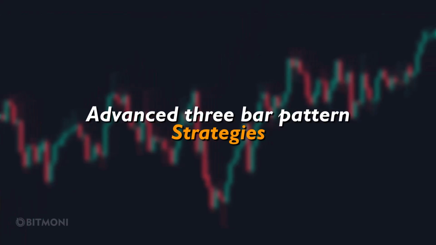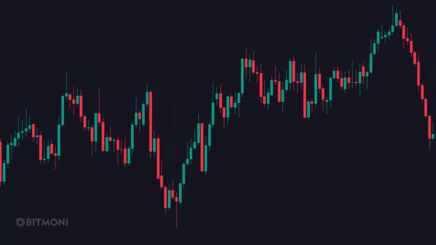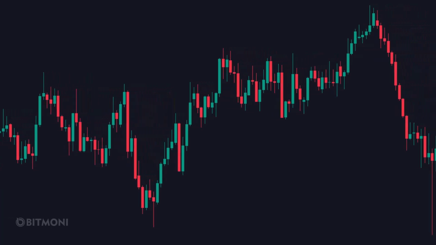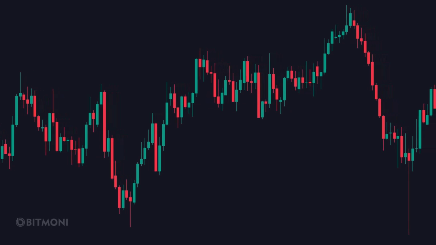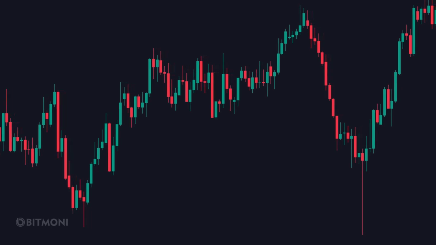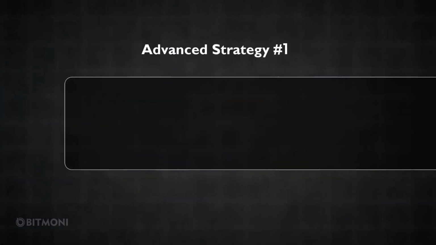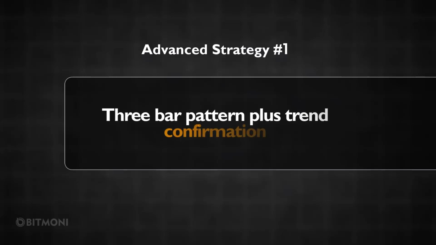Advanced 3-bar pattern strategies. Now, although the 3-bar pattern is a powerful strategy, there's still so much room for improvement. You can actually combine the 3-bar pattern with other complementary strategies to further increase your chances of profitable trades. Advanced strategy number 1: 3-bar pattern plus trend confirmation.